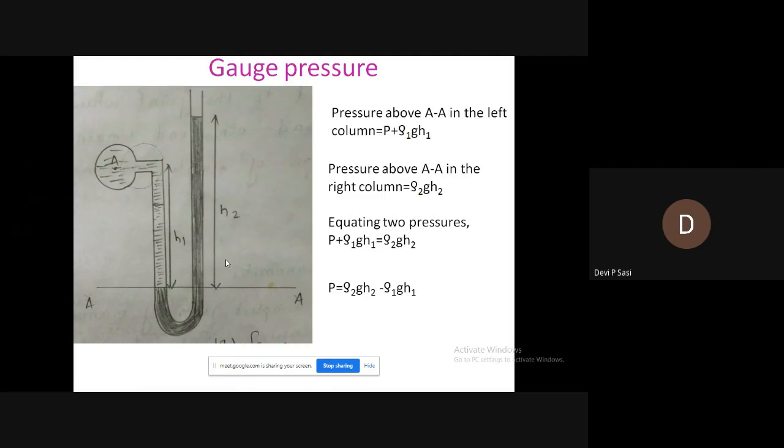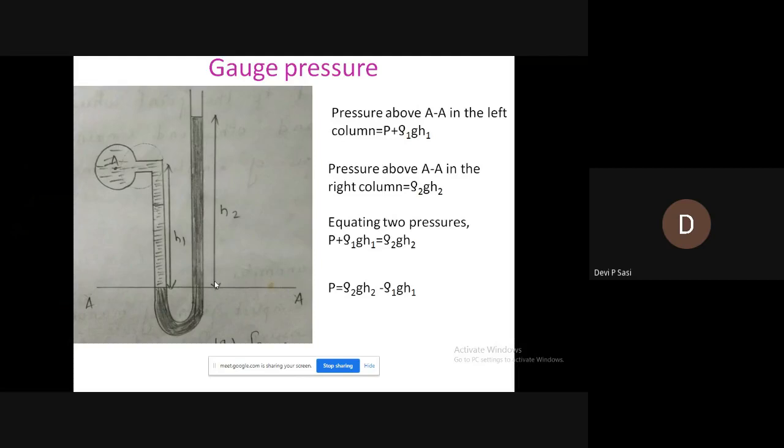Now, let us assume the density of the light liquid as ρ1, and the density of the heavier liquid as ρ2. So ρ1 is the density of the light liquid and ρ2 is the density of the heavier liquid.